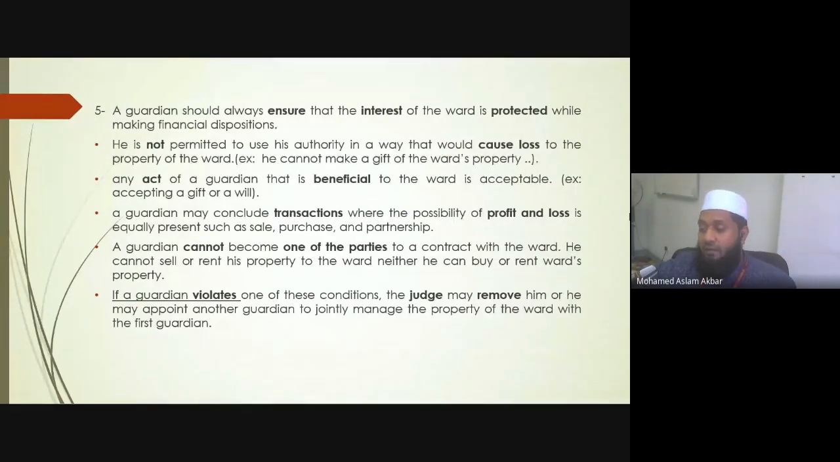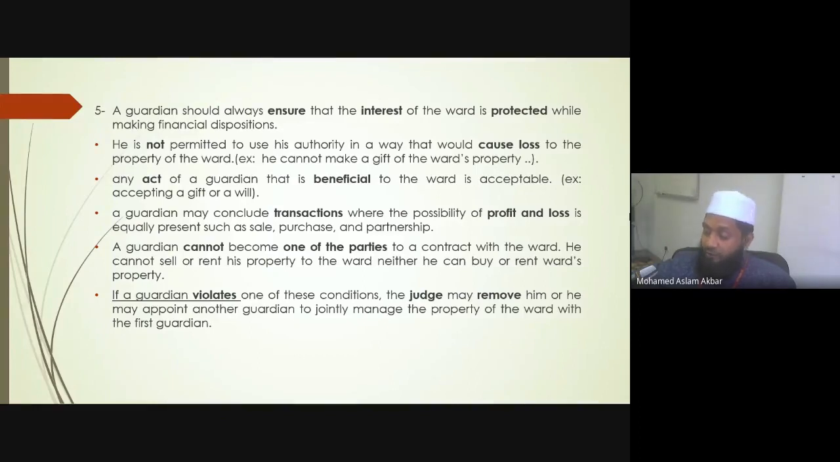A guardian may conclude transactions where there is the possibility of profit and loss. For example, he can do business, whereby there is business profit and loss. In that kind of thing he can actually do. But a guardian cannot become one of the parties. See, this is very important.